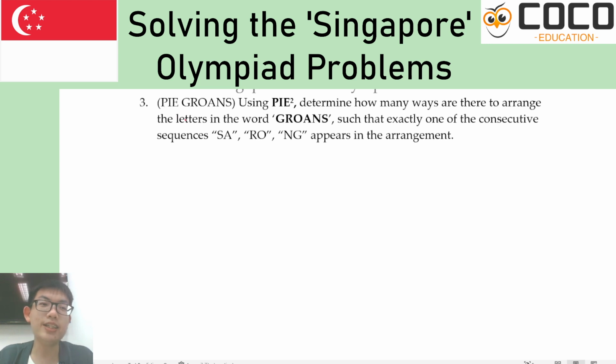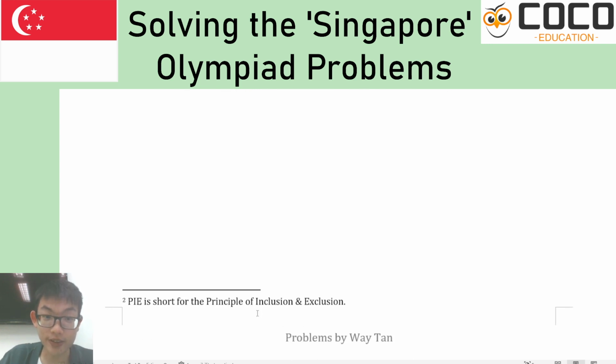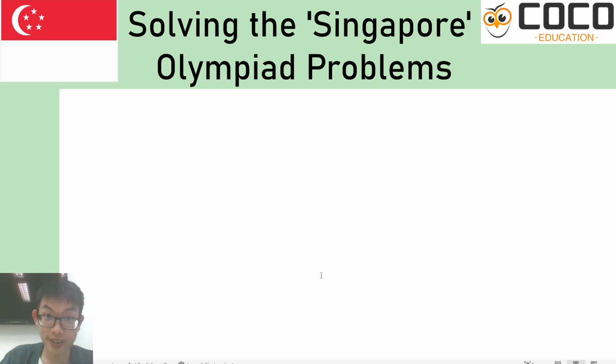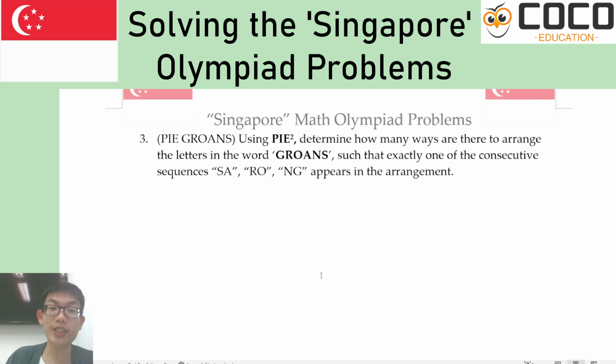PIE groans. PIE, of course, in plain English is pi. It is our expressway, but in Math Olympiads, it is the principle of inclusion and exclusion, which I have written as another footnote. The principle of inclusion and exclusion, and usually we don't like it very much. So groaning about PIE solutions is a very common thing. Here, I've literally asked you to arrange the letters in the word groans. And also, if you notice, tongue-in-cheek here, this is also the word sarong, which is thematic for our National Day.